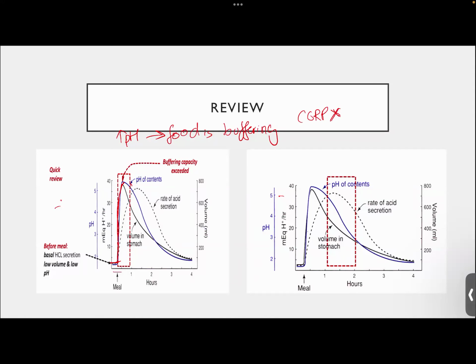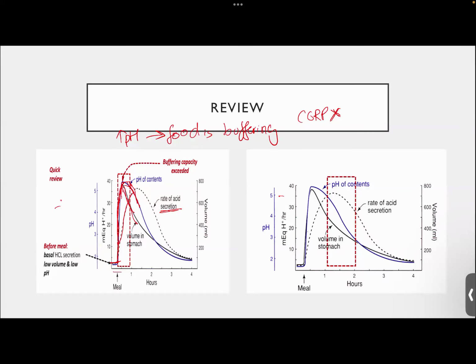And this is why we're eating, obviously. And then you also see the rate of acid secretion, which is this one. It's also increasing as the food is increasing because it's buffering the food. Now, the food is going out. Like this is the volume in the stomach as well. It's decreasing. That means the food is being digested.